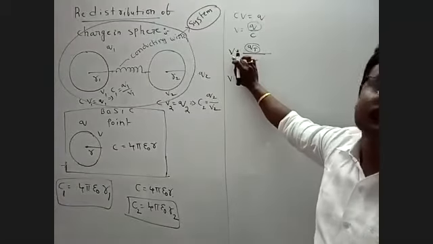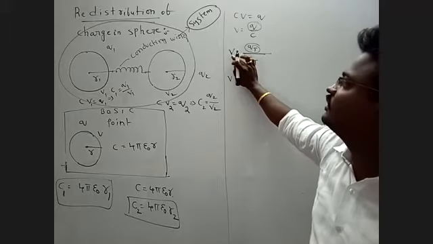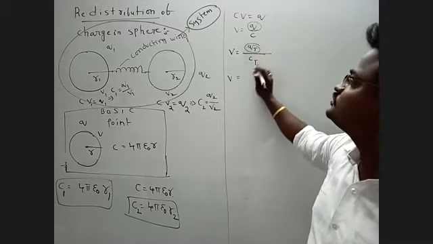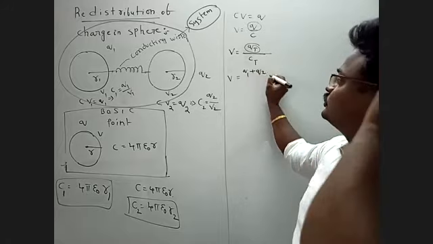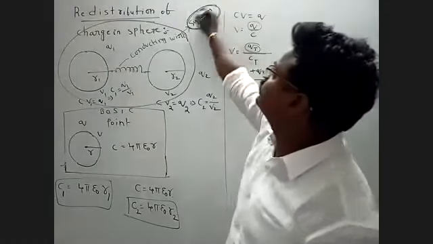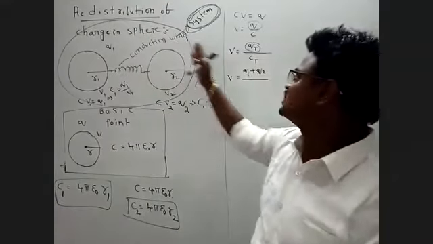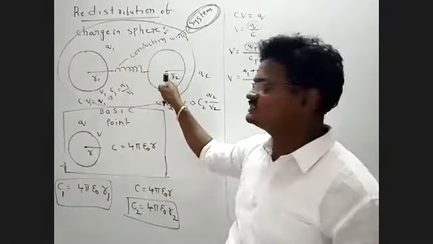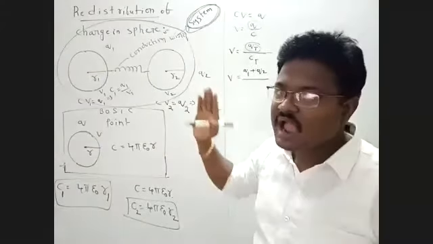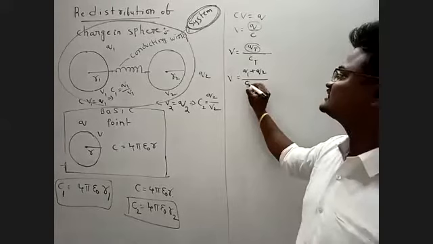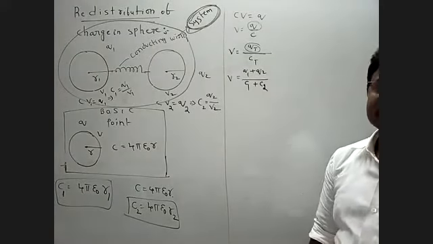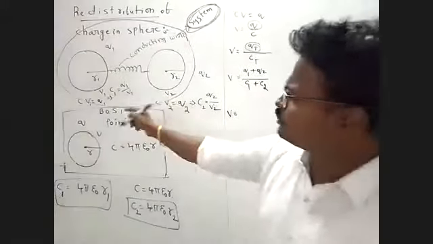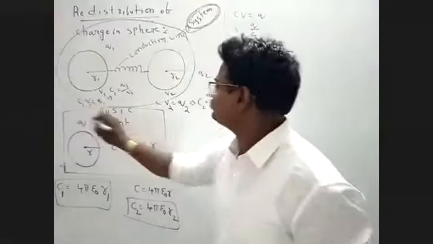The system has an electric potential equal to the total charge divided by the total capacitance. The charge is Q1 plus Q2, which is the total charge. The system has two isolated capacitors, so the total capacitance is C1 plus C2. So V is equal to Q, and we are going to write Q1 plus Q2 over C1 plus C2.